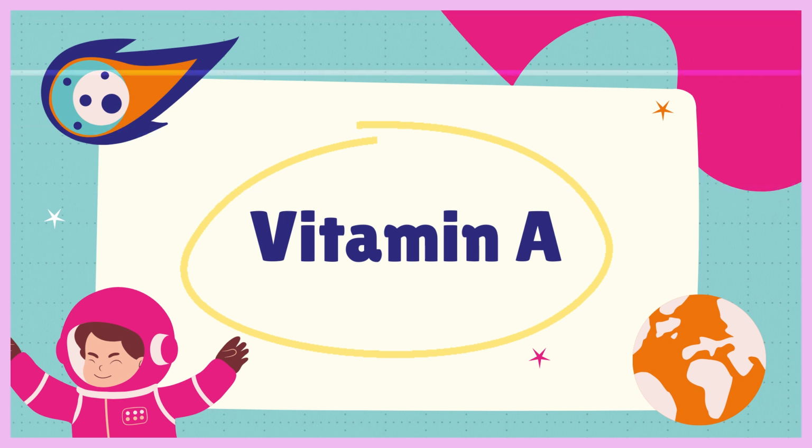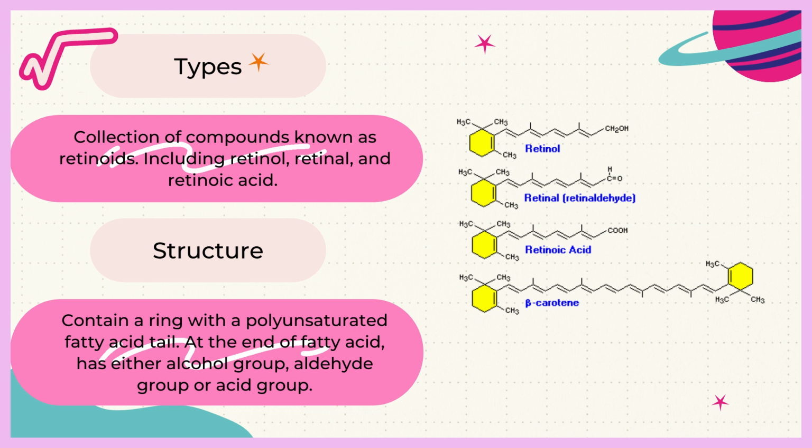Firstly, we will look at vitamin A. There are three types of vitamin A, which are retinol, retinal, and retinoic acid. The structure of vitamin A consists of a ring with a polyunsaturated fatty acid tail, and at the end of the fatty acid tail, it has either an alcohol, aldehyde, or acid group.